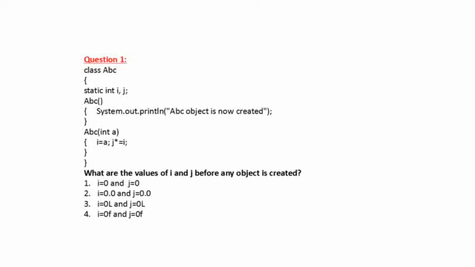And then it is asking what are the values of I and J before any object is created. All the options are there, but the correct answer is 1. Instance variables are initialized when the class is instantiated. If variables are declared only and not initialized, then they will be initialized by default values by JVM before constructor execution. Please do keep this in mind. So I will be 0 and J also will be 0.